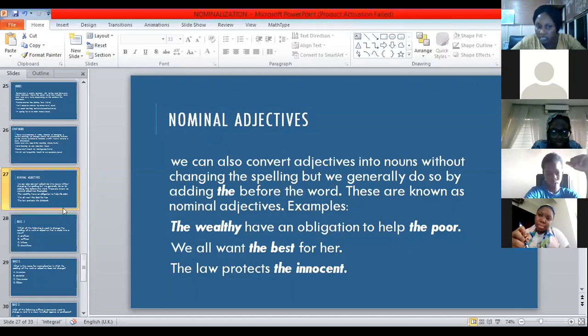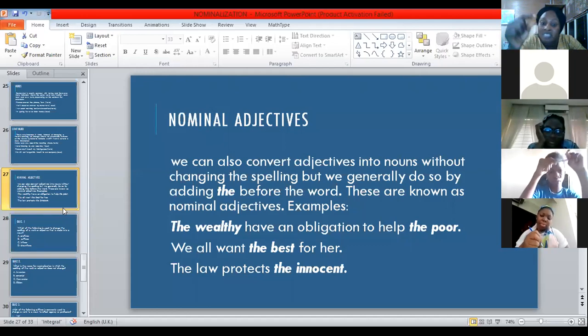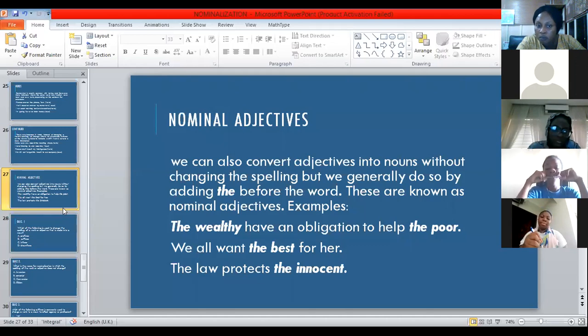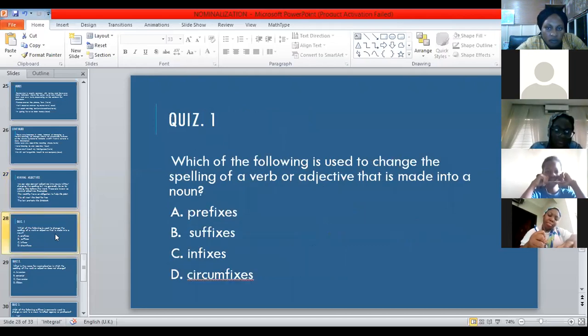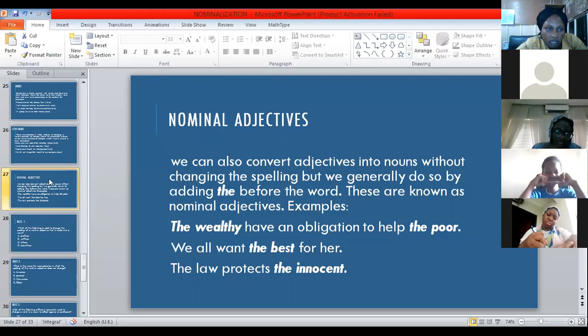Let's look at the second example. We all want the best for her. The best is what? Another adjective. But because of the placement of "the" before it, it makes it a noun. The law protects the innocent. Now, these are what? Nominal adjectives. What makes this a nominal adjective? Because of the addition of the word "the".